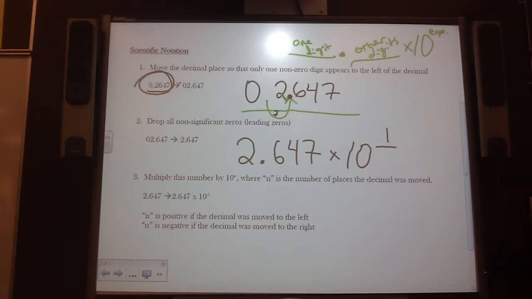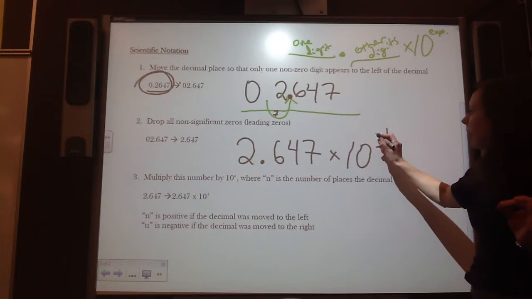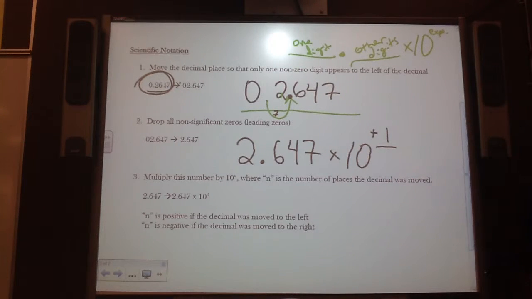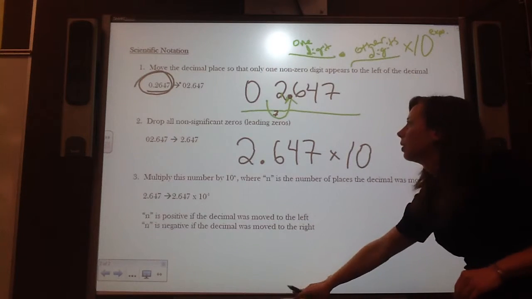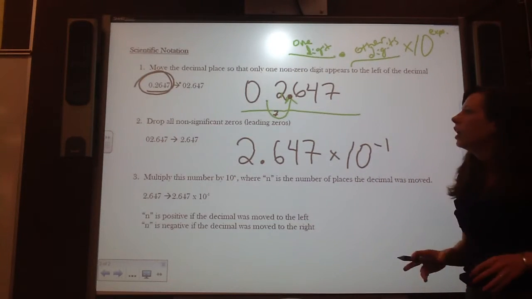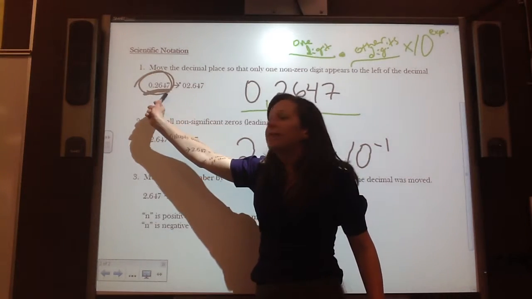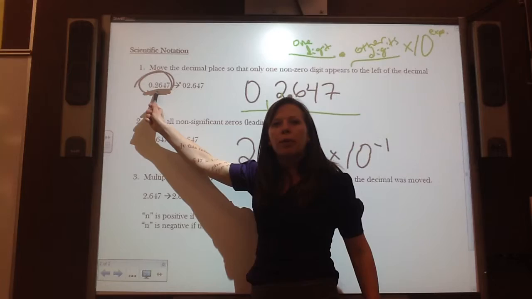Now, if this is a big number, like bigger than 1, this exponent has to be a positive value. Isn't 10 to the power 1 0? Nope. It means that the decimal place has moved 1. Do you have to write the positive sign? No. Oh, wait. Never mind. This should be -1. We made it a smaller number, because we started with a smaller number. This is a smaller number than 1.